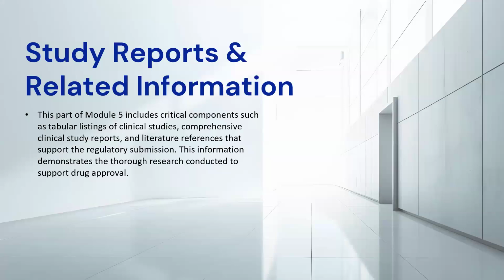Then is your section 5.2, which is the tabular listing of all the studies. It will give an overview table of the type of clinical study that is being referred to, the phase of the clinical study, the objective of the clinical study, and the targeted population. So 5.2 will give you an overview of all the study reports that we are submitting in the next section, which is section 5.3.